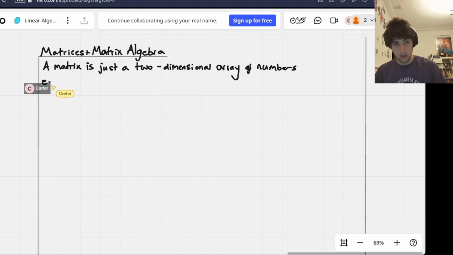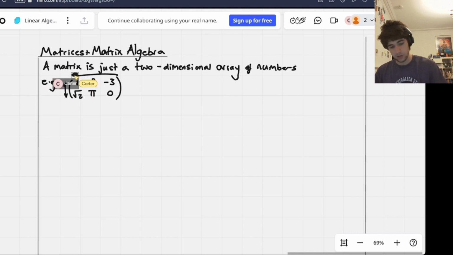So, for an example, we could have something like this. We could have 1, the square root of 2, 2, pi, minus 3, 0, that's a matrix, right? Again, we have some rows, we have some columns, and we have some numbers inside those rows and columns, and that's pretty much all a matrix is, at least at its simplest. This is the easiest explanation I could give you as to what a matrix is: literally just a two-dimensional array of numbers, so some rows, some columns, and some numbers inside.